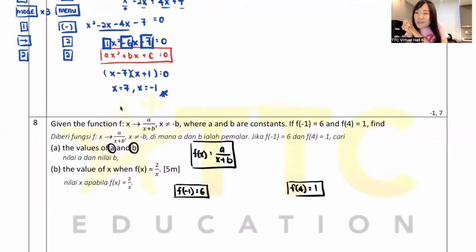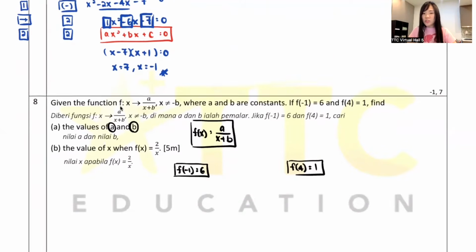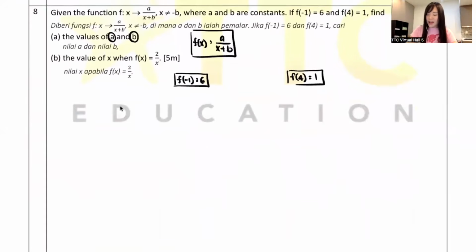This one, I always tell my students, how many unknowns do you want to find? 2. How many pieces of information must you have? 2. Do you have 2 pieces of information now? Yes, 1 here, 1 here. Isn't it exactly 2? So you just need to use both, then you will get the answer. How do I do it? First thing first, the 6 is 6. Then how about the f(-1)?